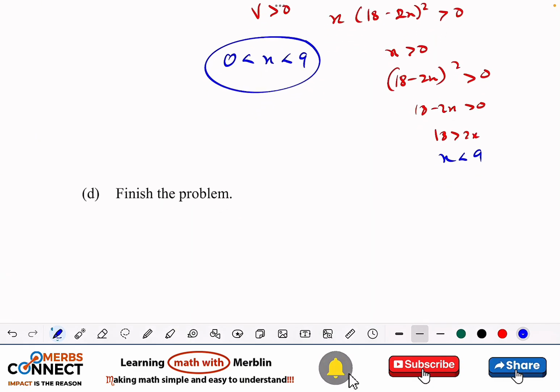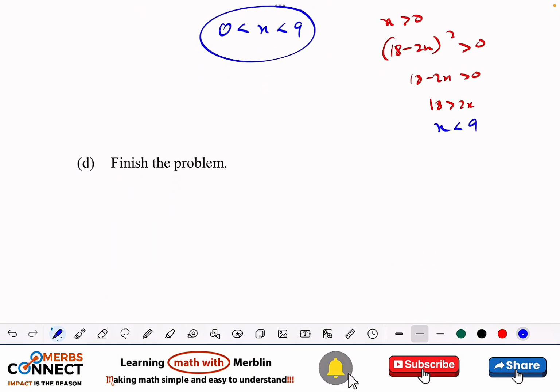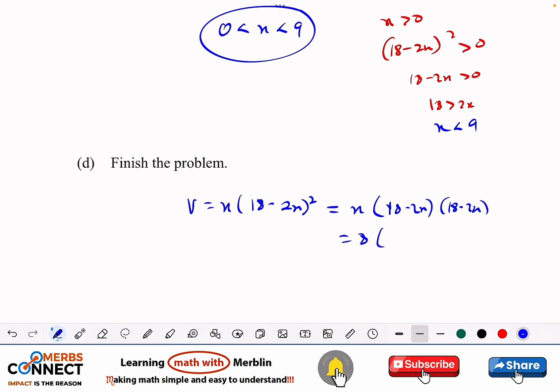Let's finish the problem by finding the critical values. It's very important to do that. Now volume is equal to x(18 minus 2x) squared. As you know, this is the same as x(18 minus 2x)(18 minus 2x). When you expand this, you get 324 minus 72x plus 4x squared. Multiply 18 by 18, you get 324. Then 18 times this plus 18 times this, you get minus 72x. And then this times this gives 4x squared. Multiply through by x.